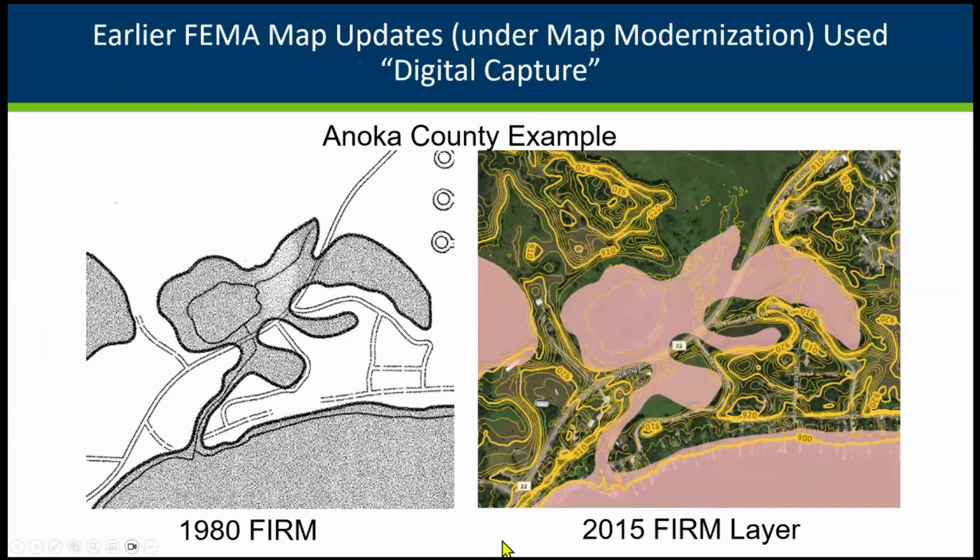But again, some of those earlier digitization efforts were what we call digital capture. They literally just took the shape that was on the old paper map and laid it into the digital format. And this is a good example showing that it did not follow the topographic information that we had by that time, and that we have better topo information now.